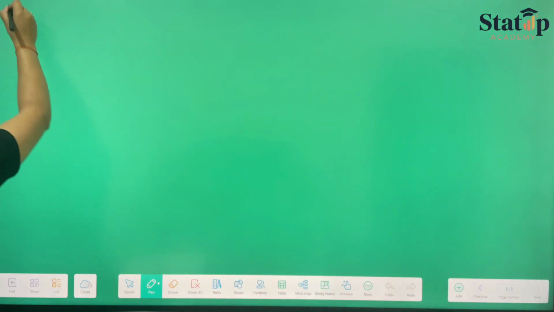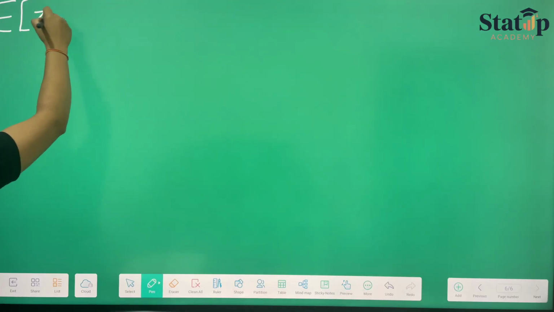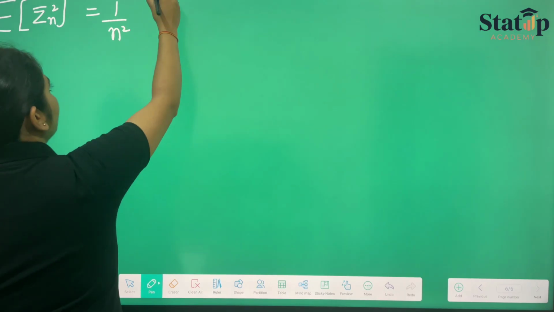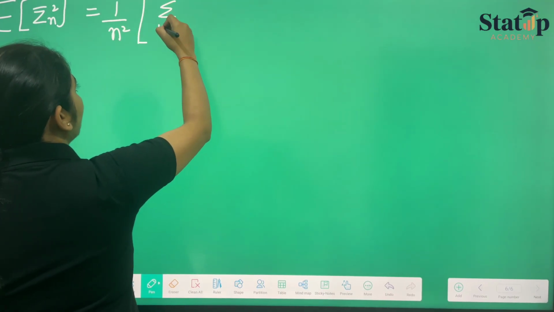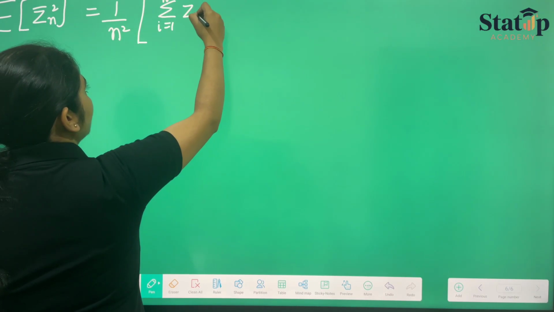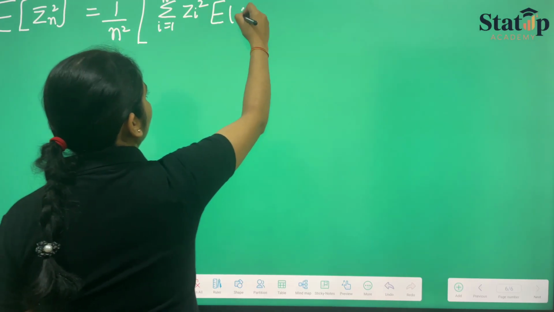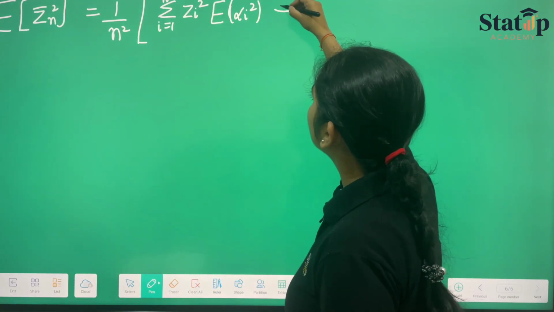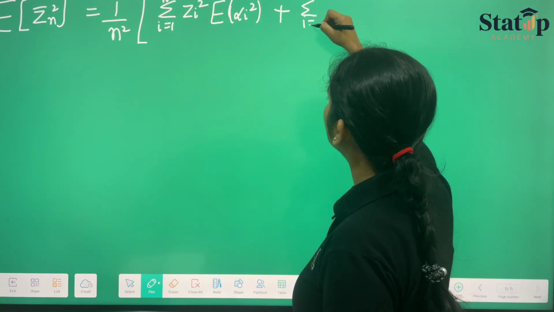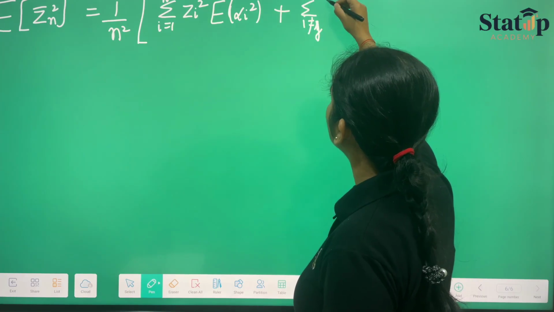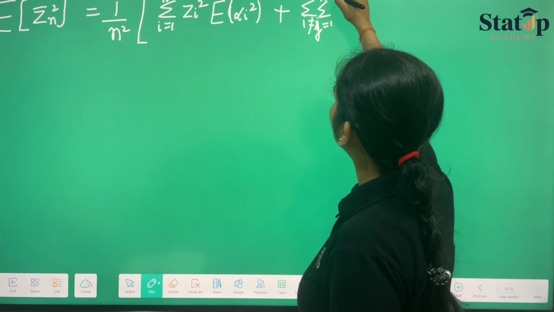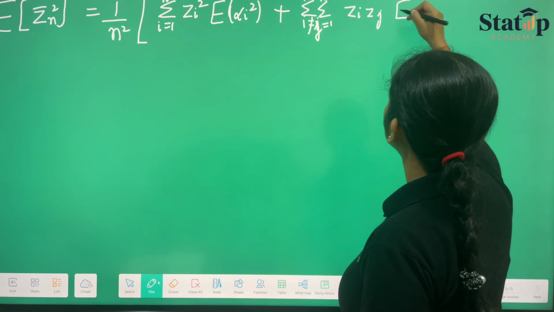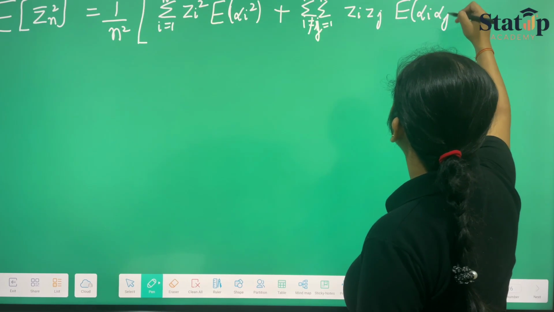Now we can take the expectation inside. So we have been discussing expectation of z bar n whole square. Taking the expectation inside, we will get summation i goes from 1 to n zi square expectation of alpha i square, because only alpha i is considered for the expectation. Then the second one is summation i not equals to j goes from 1 to n zi zj expectation of alpha i alpha j.